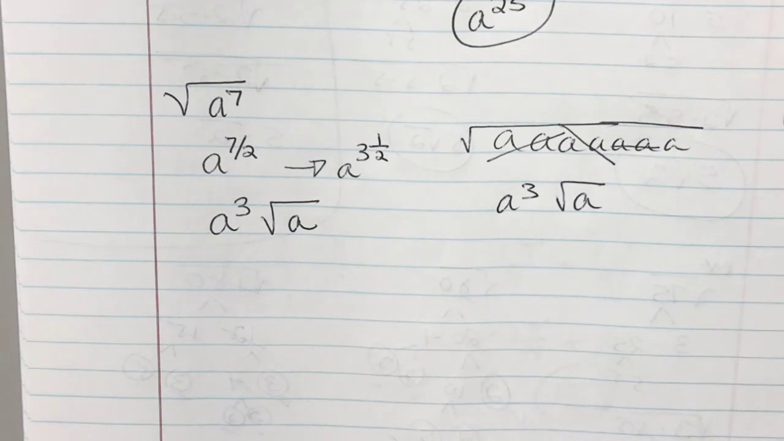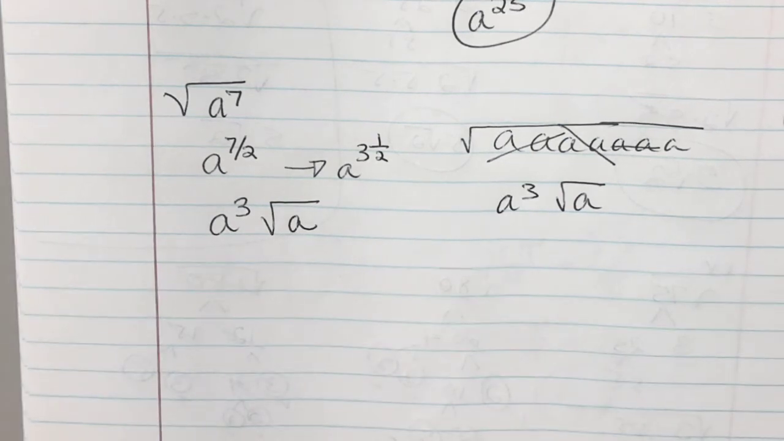So if you divide your exponent by 2, and you say, okay, 2 goes into 7 3 times, that's your power on the outside. If it's odd, you're going to have 1 left on the inside. So let's try another one.